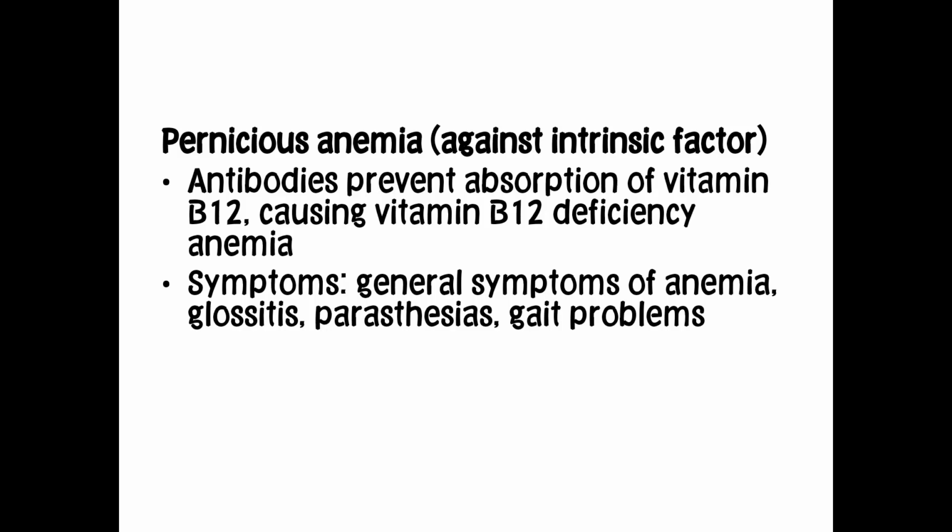In pernicious anemia, where the antibodies are being produced against the intrinsic factor, these antibodies prevent absorption of vitamin B12 and cause vitamin B12 deficiency. Why? Because intrinsic factor is very critical and vital in the absorption of vitamin B12. So when the antibodies are acting against the intrinsic factor, it means that the rate of absorption of vitamin B12 will be impaired. And clinically, the patient presents with the general symptoms of anemia, plus other symptoms such as glossitis, paresthesias, and gait problems.